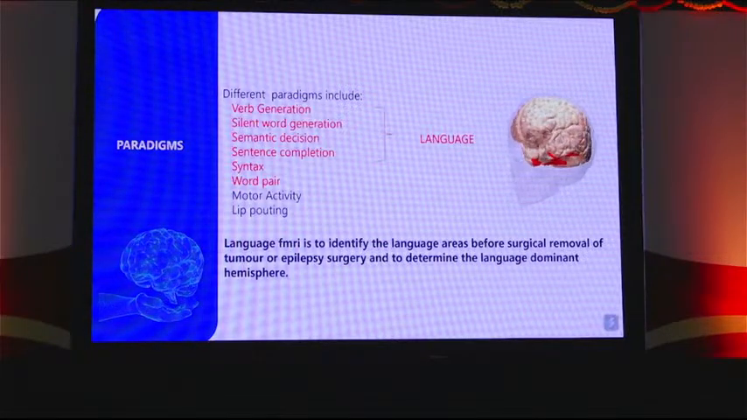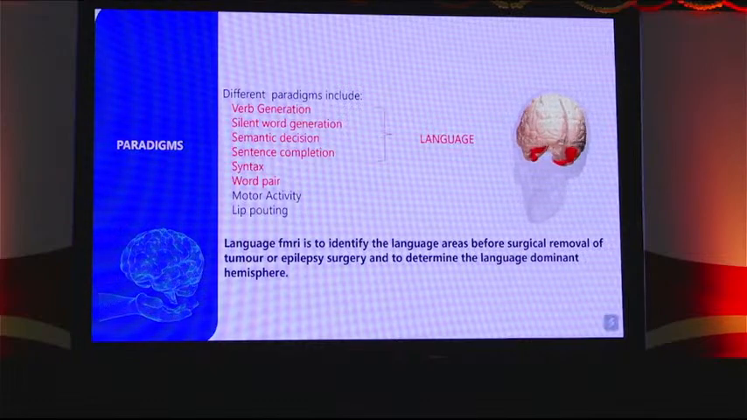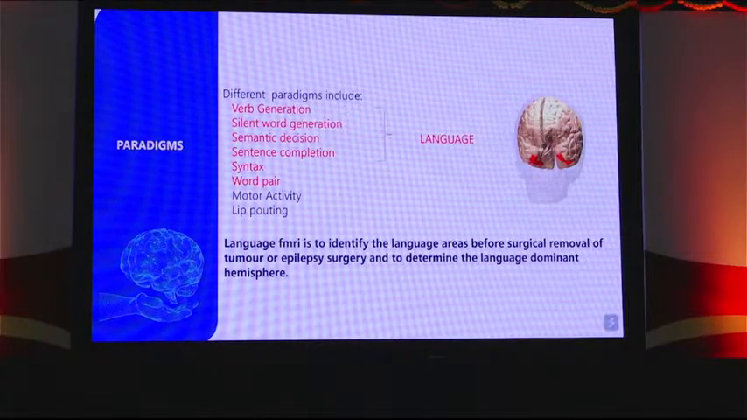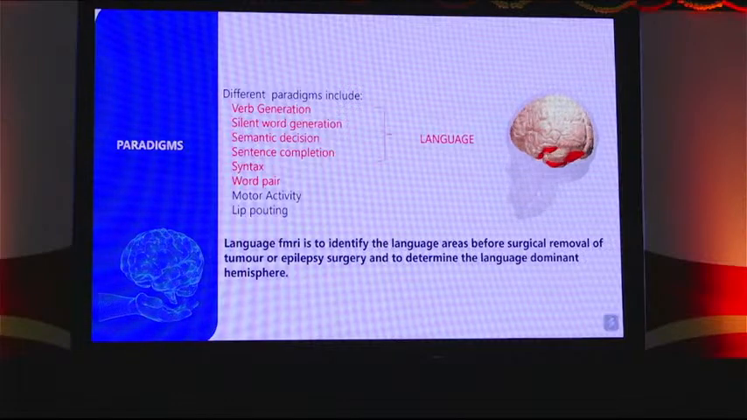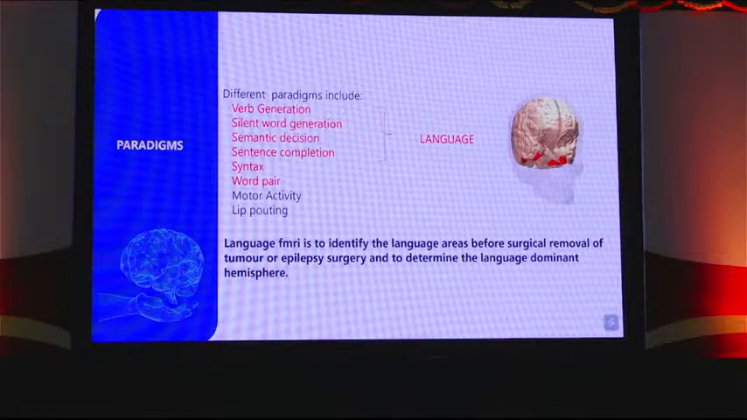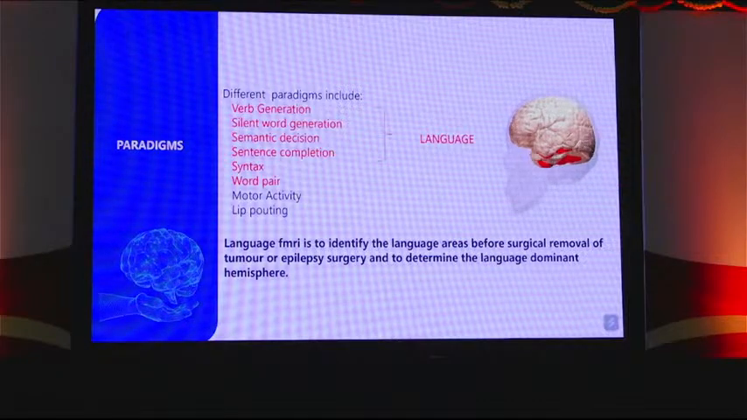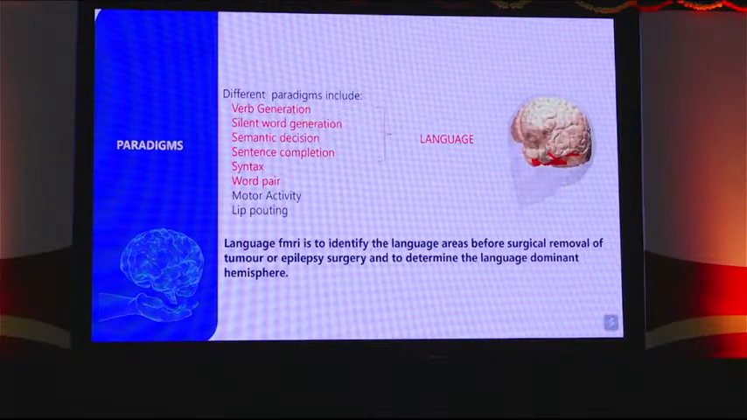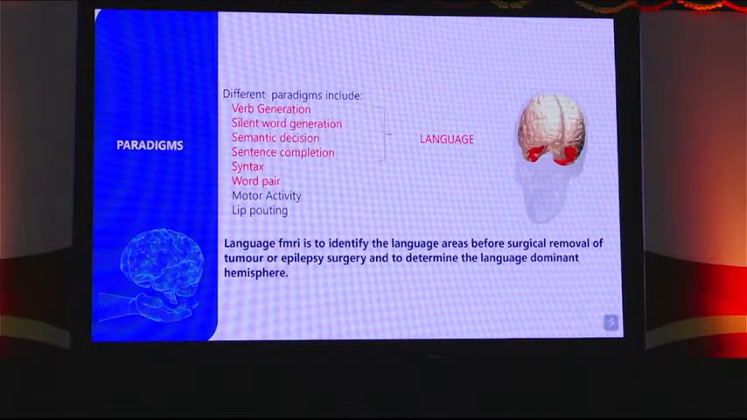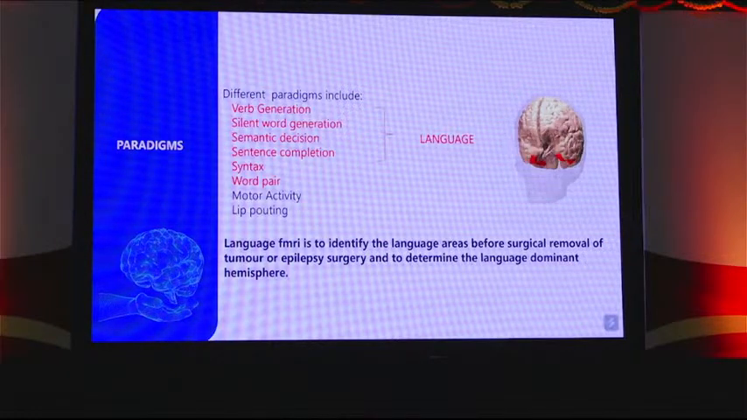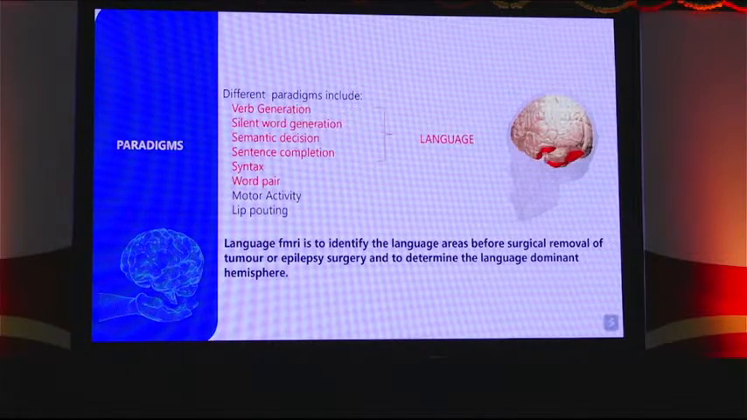In verb generation, we usually show pictures of some nouns like cat, pen, book, and the patient or subject has to think about the verbal function of that particular picture. For example, if you show a book, the patient has to think, the book is meant for reading. A pen is meant for writing. A mobile phone is meant for calling. Like that, you have to think. You are not supposed to move or talk in the MR room. You should only think about the verbal function.